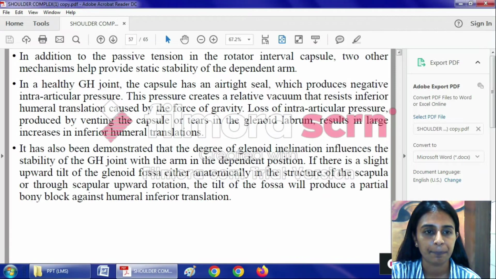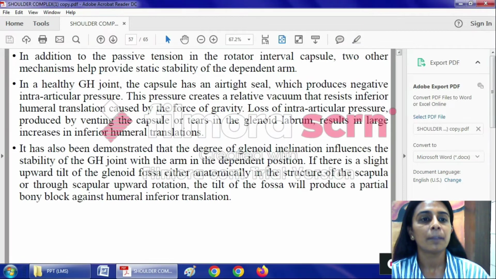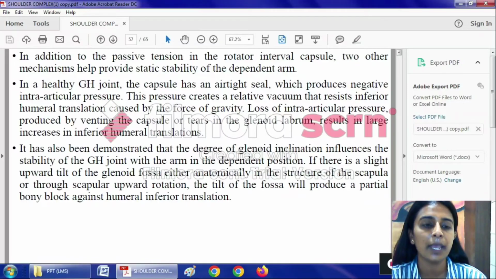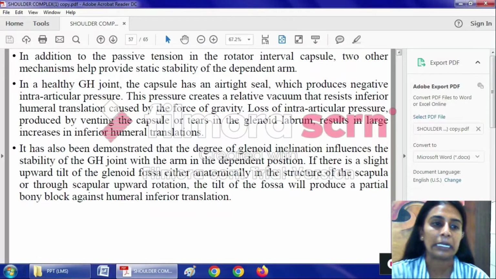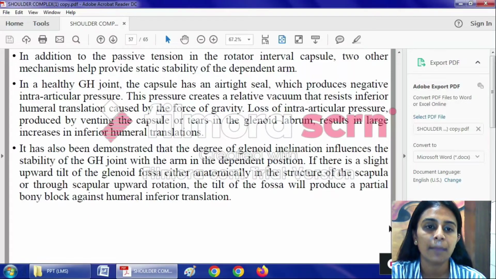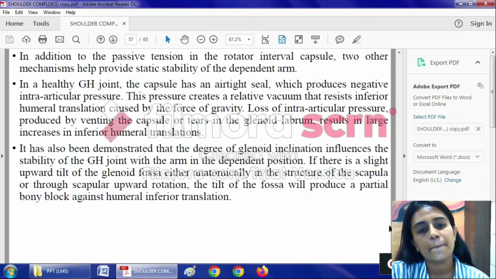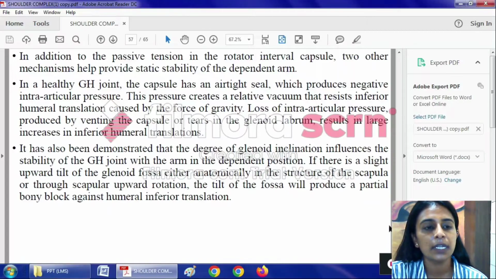is at the side. In addition to the passive tension in the rotator interval capsule, two other mechanisms help provide static stability of the dependent arm. In a healthy GH joint, the capsule has an airtight seal, which produces negative intra-articular pressure. This pressure creates a relative vacuum that resists inferior humeral translation caused by the force of gravity. Loss of intra-articular pressure produced by venting the capsule or tearing the glenoid labrum results in a large increase in inferior humeral translation.